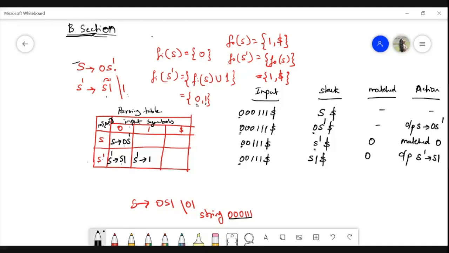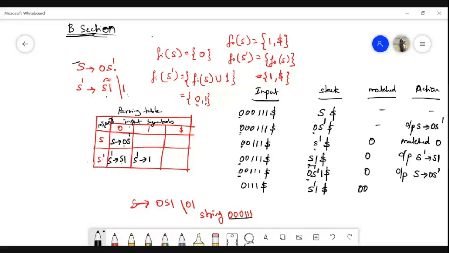Now the top of the stack is S, and the input pointer is pointing to 0. S on 0 is 0 S dash. So 00111 dollar, and S is replaced with 0 S dash, 1 as it is, and a dollar. What did we do? S is replaced with 0 S dash. Now the top of the stack and the input pointer match. You move the pointer to the next character in the input and pop out from the stack, so you remain with S dash, 1 and dollar.